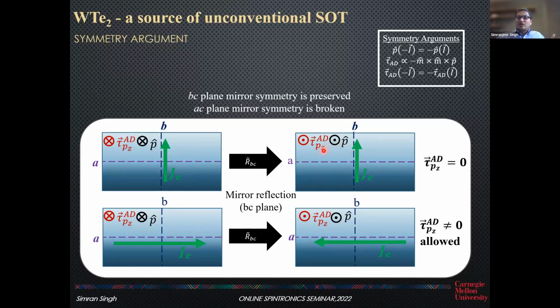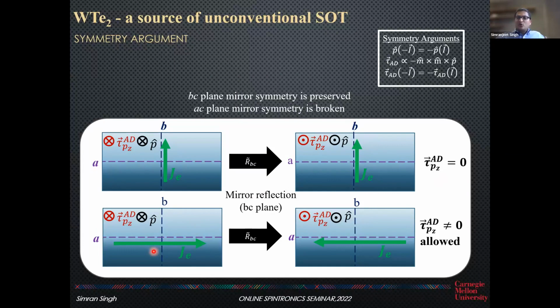So basically this is kind of a contradiction, because you are saying that the charge remains the same, but you can have polarization either pointing up or pointing down. That's a contradiction, right? So that means you can't really have a non-zero out-of-plane anti-damping torque acting on, or out-of-plane spin polarization, when you apply current along the axis.